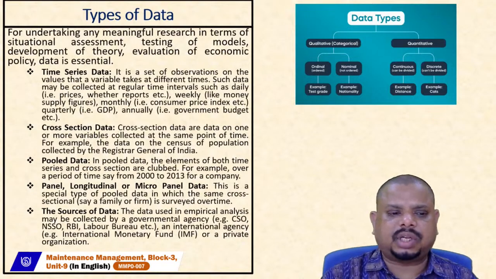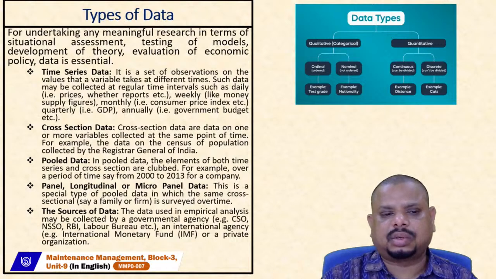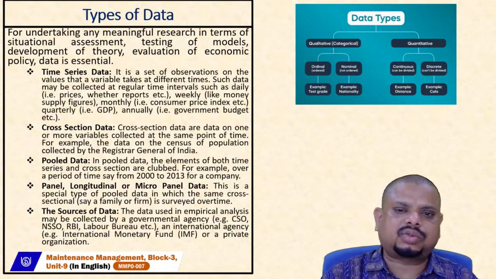Next we have what is known as panel or longitudinal data, also called micro panel data. This is a special type of pooled data in which the same cross-sectional units, like families or firms, are surveyed over time. Next we have what is known as the source of data.